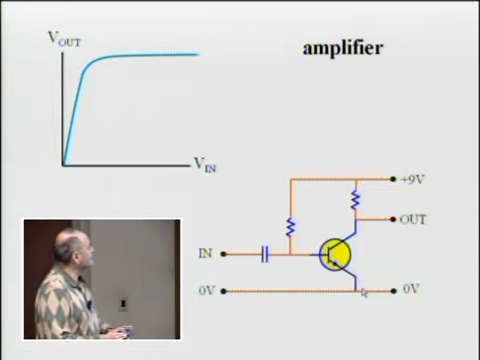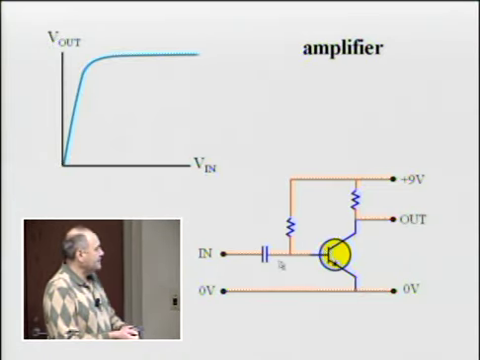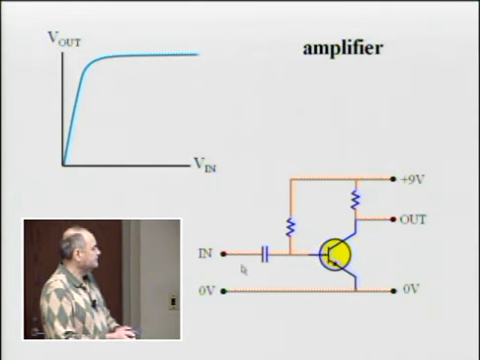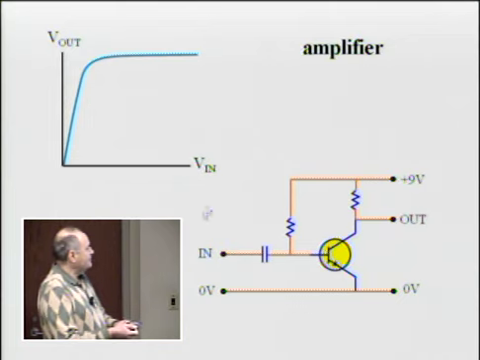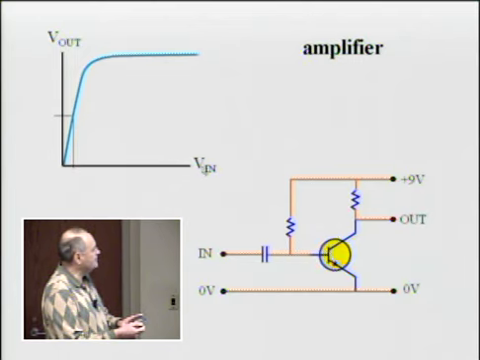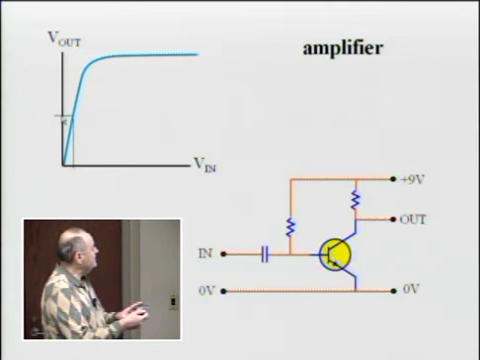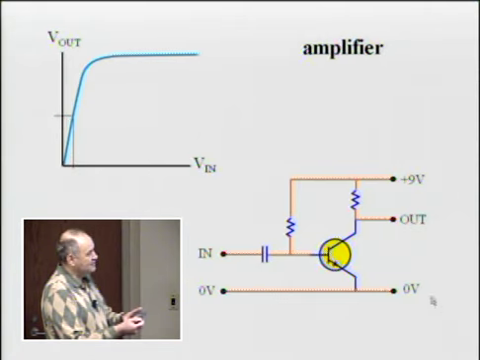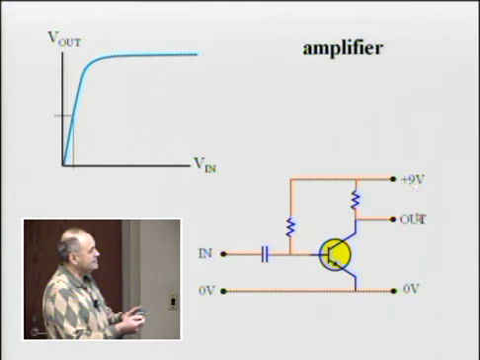Let's take a look at this. So now instead of marking it as the current through the base, I mark the potential at this point over here. With this resistor, we adjust, I mean, this is the input to the transistor, so it's kind of misleading, it should be at this point. So the potential at this resistor adjusts the potential of the base to such a value that the output voltage is somewhere between 0 and 9 volts. Ideally, it would be 4.5. Let's say that it is 4.